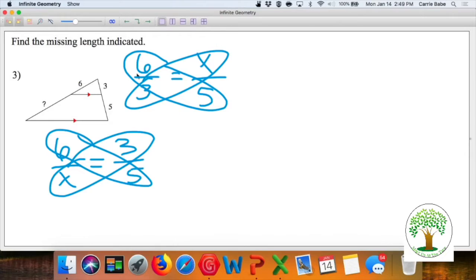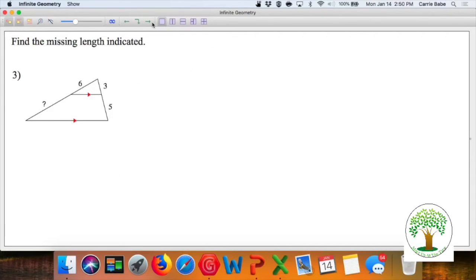Did you do it the same way? Mine should be different than both. Is yours going to multiply correctly? Yeah, that's what I got. 6 and 5 are going to multiply, and 3 and x are going to multiply, so you're going to be fine. Okay? All right, we're going to now do number 5.